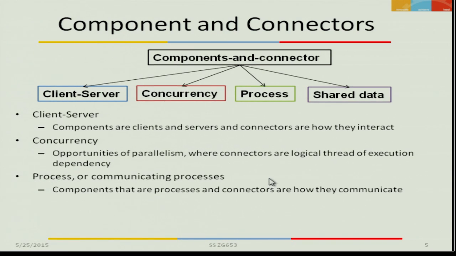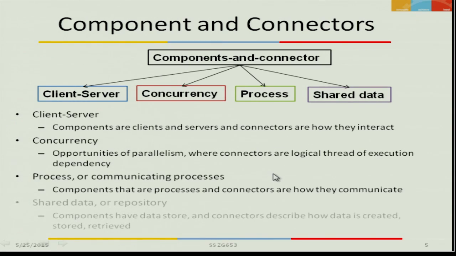For a process or communicating processes model, I can again use component and connector. So here components are processes and connectors describe how these processes are communicating with each other. Shared data or repository: here the components model data stores, and components can also model computation elements that access the data store, and connectors describe how the data is created, stored, or retrieved.